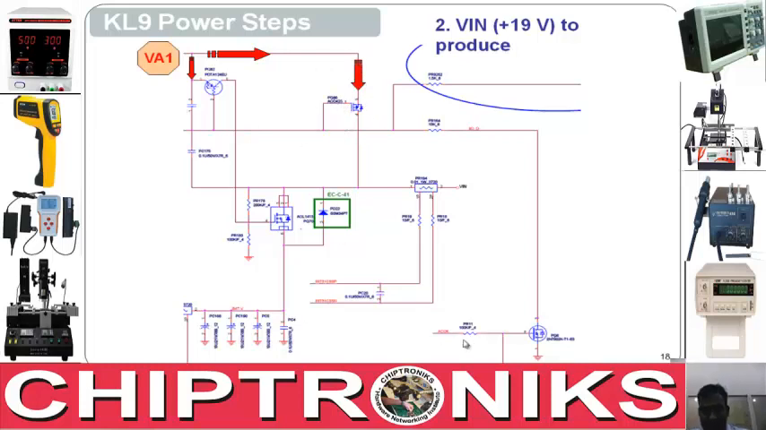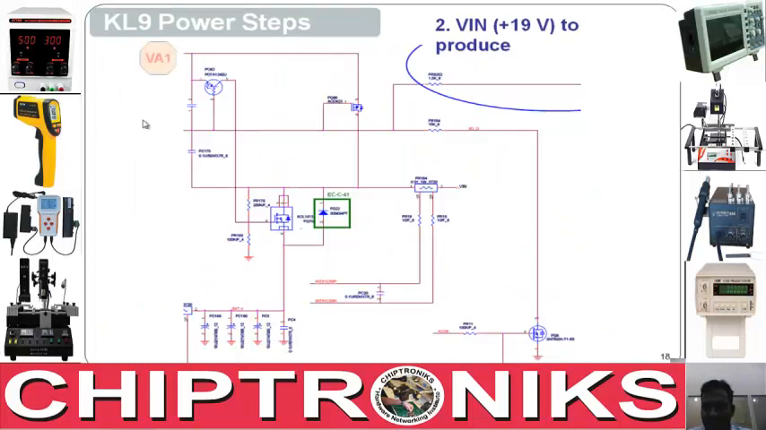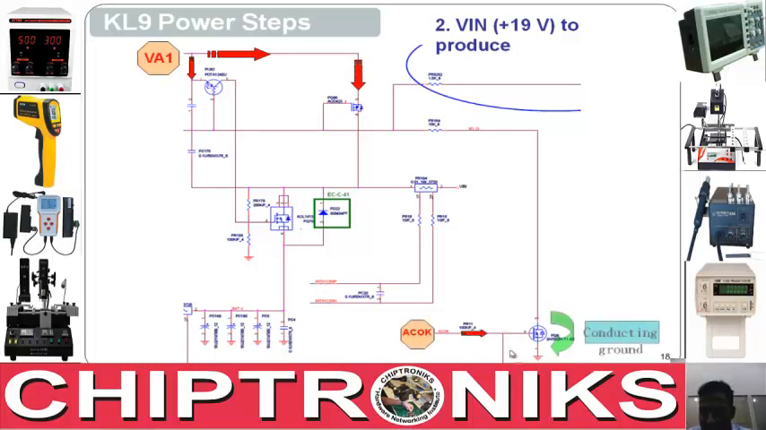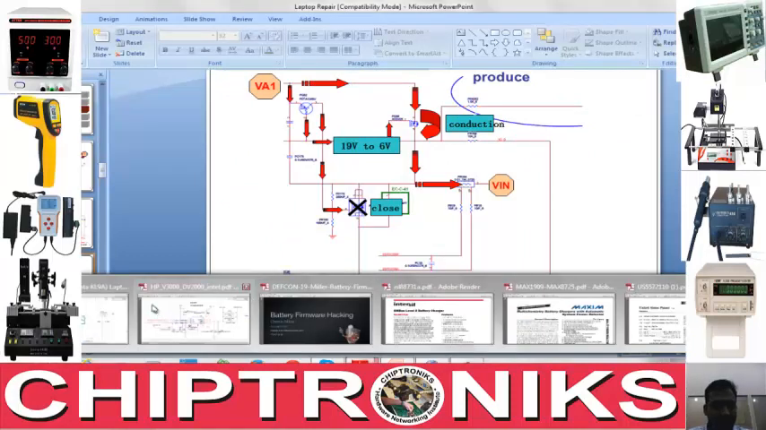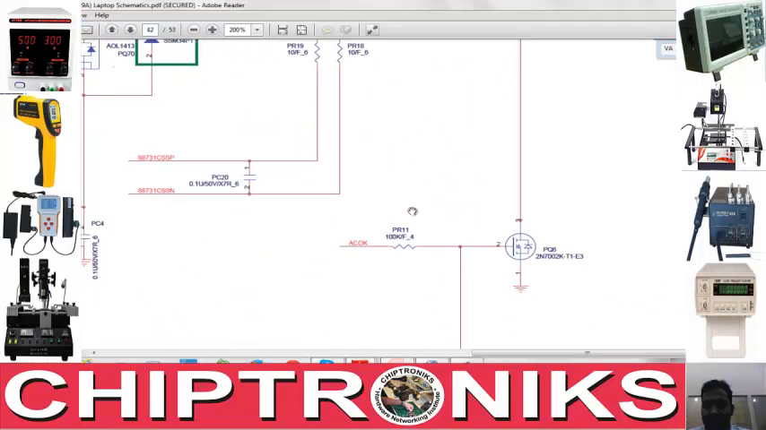P-channel MOSFET, and this AC OK generated, let's go to the next slide. Okay, this AC OK generated over here will go to this section and it will turn this MOSFET on, because this is an N-channel MOSFET. Please go to the schematic diagram, and in the schematic diagram you can notice this AC OK is coming over here. This is an N-channel MOSFET because the arrow is inside.